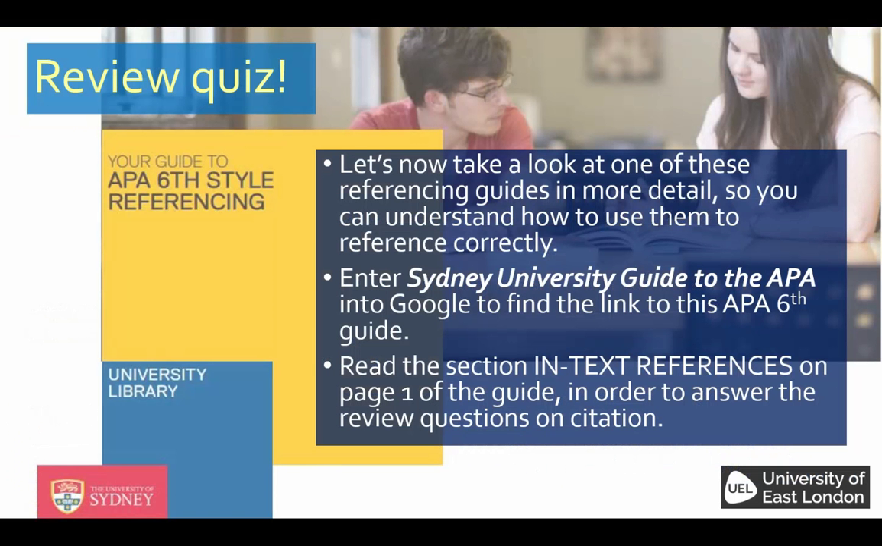Let's now take a look at one of these referencing guides in more detail, so that you can understand how to use them to reference correctly. Enter Sydney University Guide to the APA into Google to find the link to this APA 6th guide. Then read the section In-Text References on page 1 of the guide, in order to answer the review questions on citation following in this video. Pause the video now in order to find the source and download it, and then continue to view the questions.